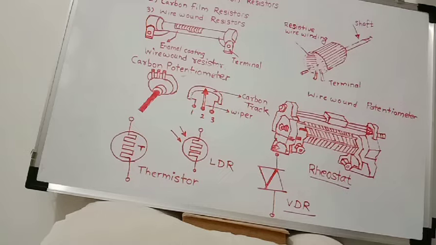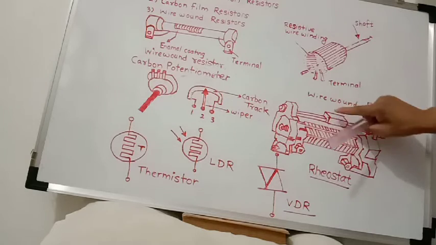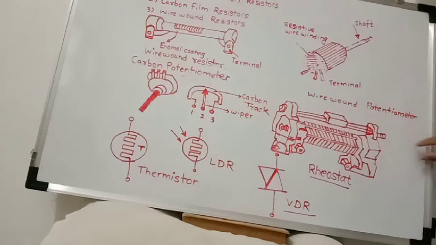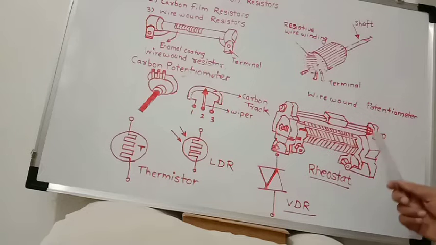The variation of resistance is achieved by sliding the contact. Here this is a slider, so when we move this slider, the resistance value can be changed. Its cost is very high, but it has more power handling capacity and large size.